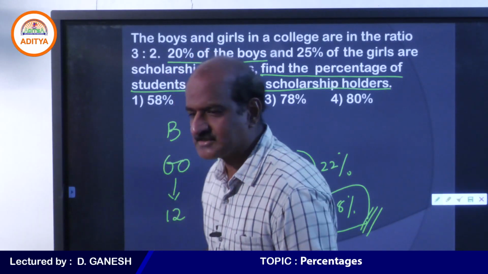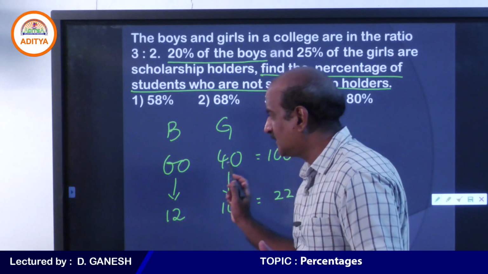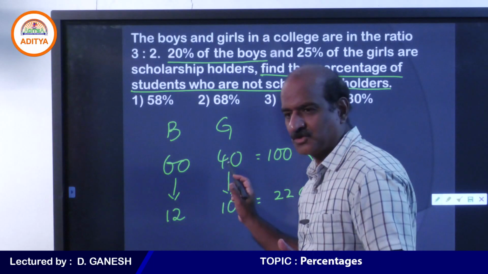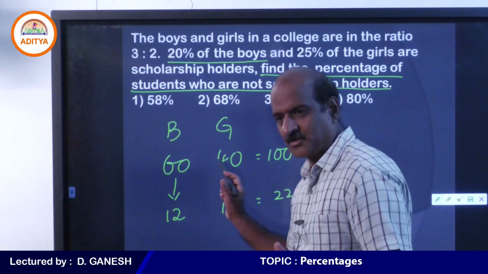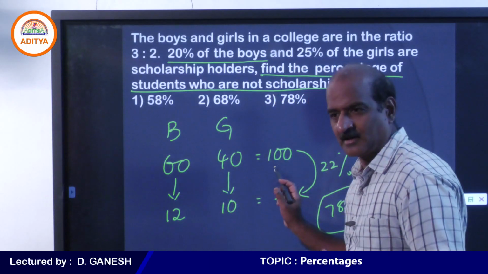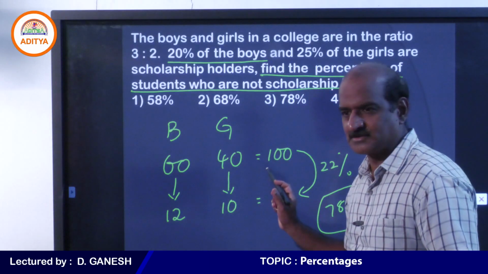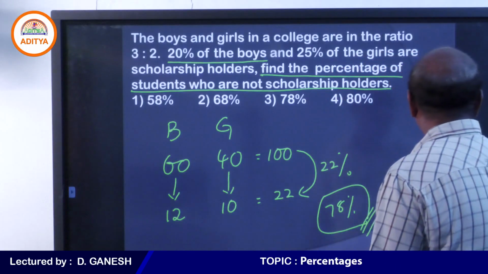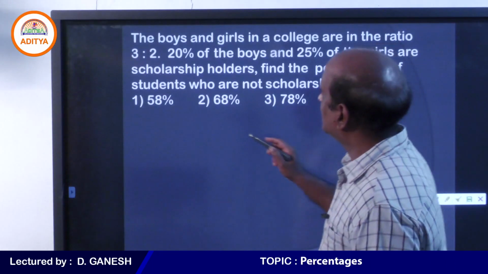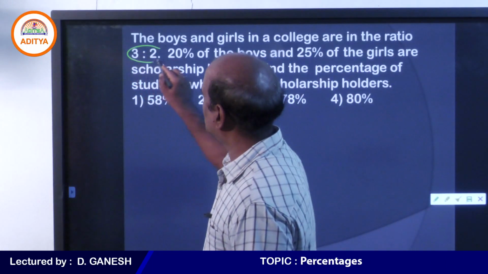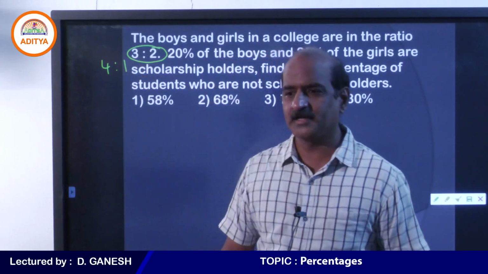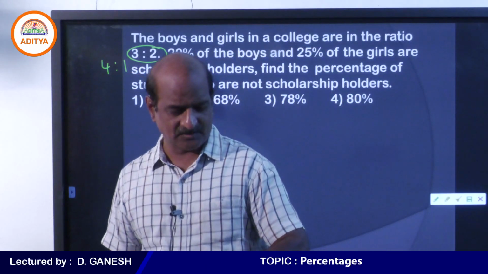See, 60 and 40 in the ratio 3:2: 3 into 20, 2 into 20. The reason for taking it like this is that the total will be 100. Now it is easy to answer this question. Okay. Now I want to make some changes in the question, you please try to answer. In place of 3:2, if I take 4:1, what is going to be your answer for the same question?